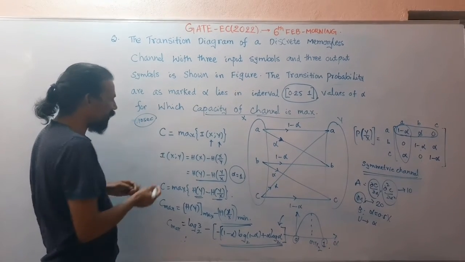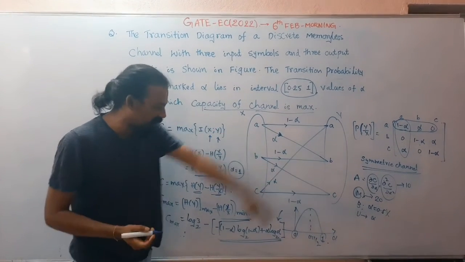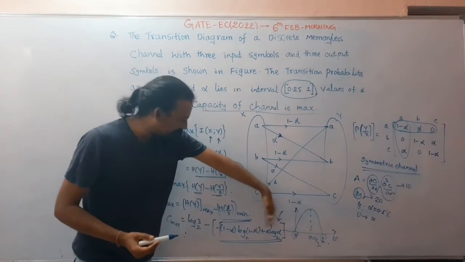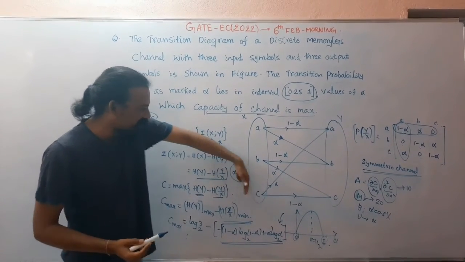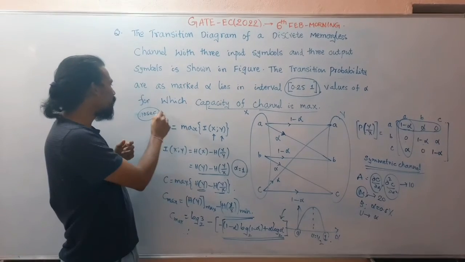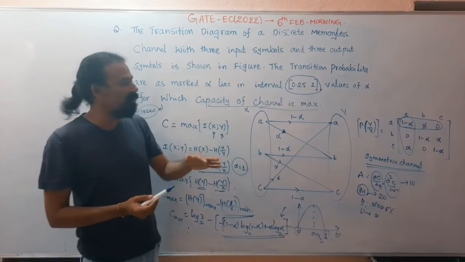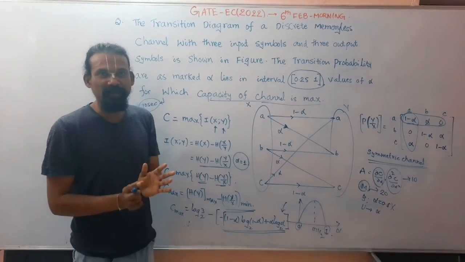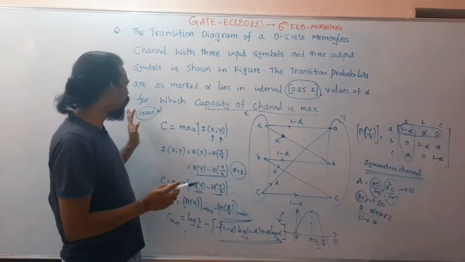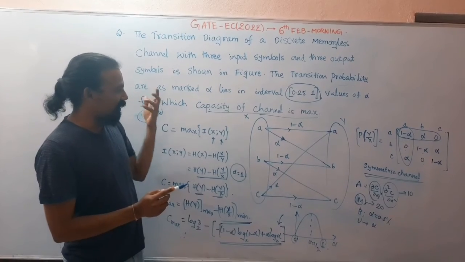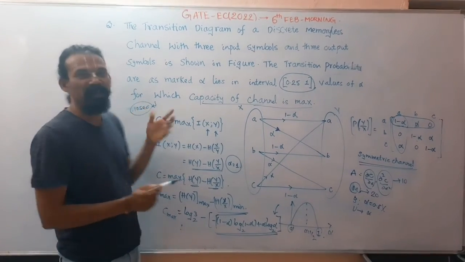That procedure doesn't need all these things, not even the calculation of H of Y given X. It takes only 10 seconds. But I will upload that video once the IIT releases the response sheet, and at that time I will explain the other method. You can get the answer within 10 seconds.